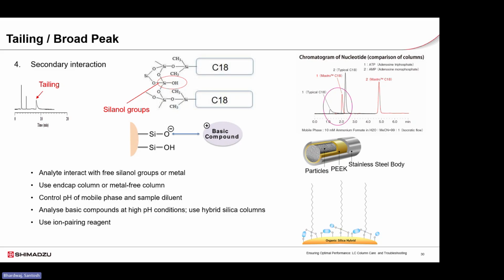Adjusting the mobile phase pH or using hybrid silica columns can also significantly improve the peak shape. Ion pairing reagents may also help in some cases, but they can complicate method robustness and should be used with caution. Ultimately, understanding the chemistry of the analyte and selecting the appropriate column and conditions are key to minimizing secondary interactions and achieving good peak shape.